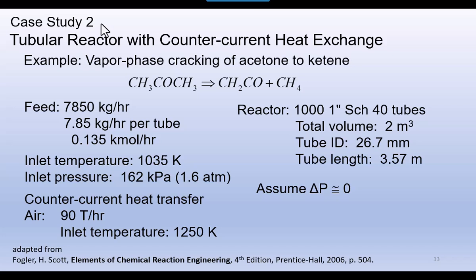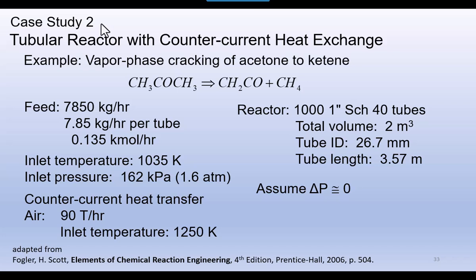Since these tubes are open, we assume that the pressure drop through the tubes is not significant. You can see the tube length is about 3.6 meters. And this is where we start. You'll notice the inlet air temperature is 1250, and that is the temperature of the air as it enters the reactor at the end where our reactants exit.